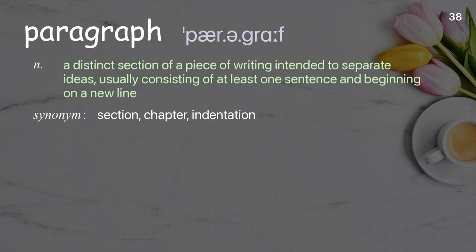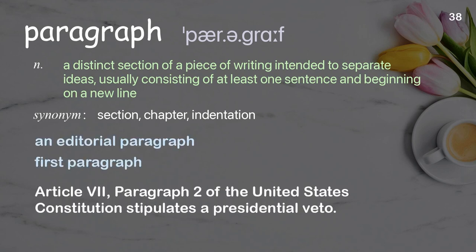Paragraph. A distinct section of a piece of writing intended to separate ideas, usually consisting of at least one sentence and beginning on a new line. Examples: an editorial paragraph. First paragraph. Article 7, paragraph 2 of the United States Constitution stipulates a presidential veto.